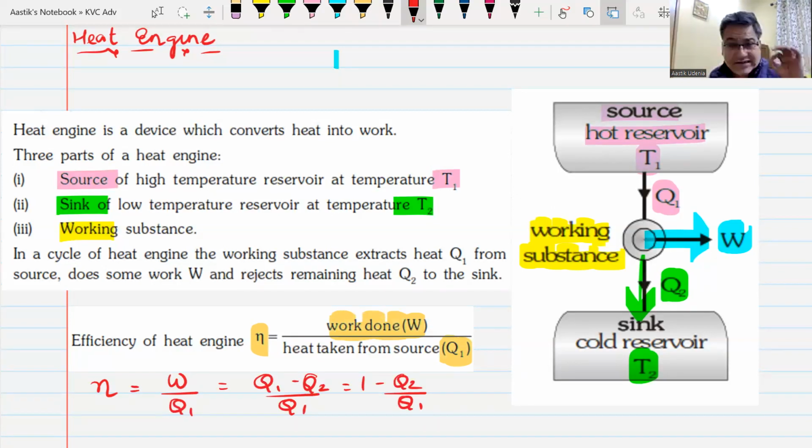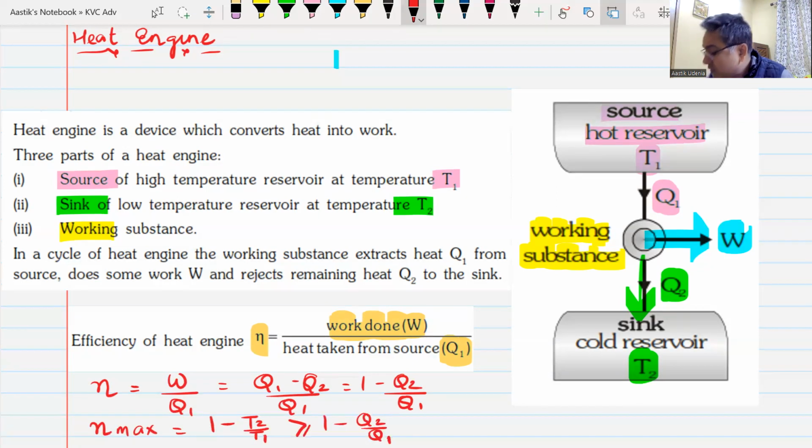Now, if this heat engine works on the Carnot cycle, it will have maximum efficiency. What will be the maximum efficiency for this heat engine? For this, it has to work on a Carnot cycle, and the maximum efficiency will be 1 minus T2 by T1. Do we understand this? Yes, sir. This 1 minus T2 by T1 will always be greater than 1 minus Q2 by Q1. In case of a Carnot engine, it becomes equal to 1 minus Q2 by Q1. Do we understand this? Yes, sir.